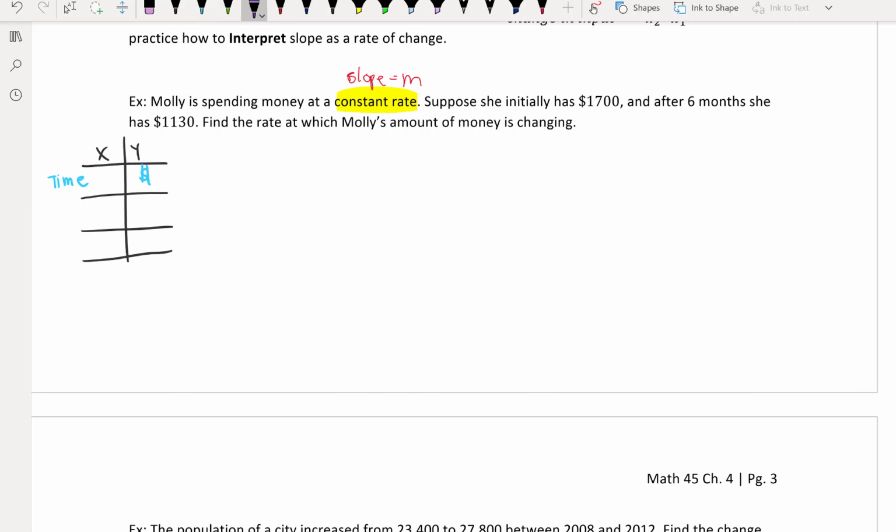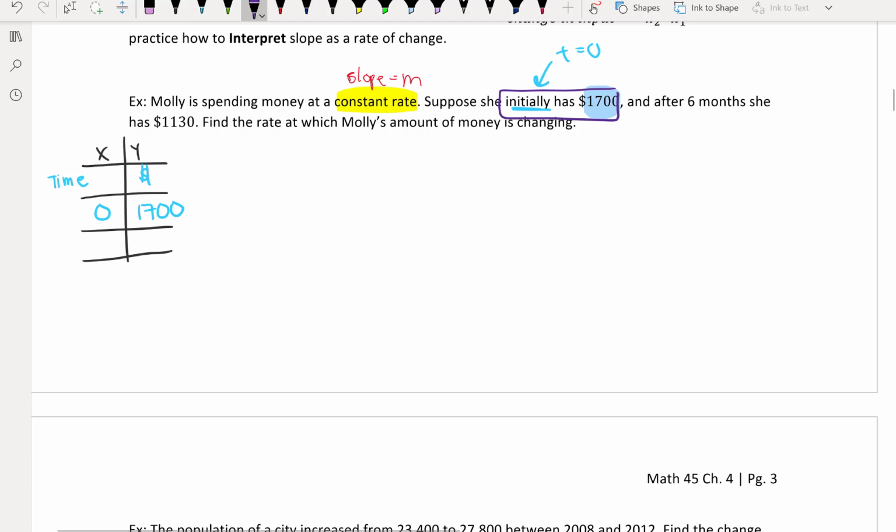So let's read this together. It says she initially has $1,700. Well, I know that this money part is going to be a y value. So that's $1,700. Now that key word here, initially. So if you think about the word initially, think about it in time. If you initially started today, how many days has it been? Well, it's been 0 days. So my time has been 0. So initially, time is equal to 0.